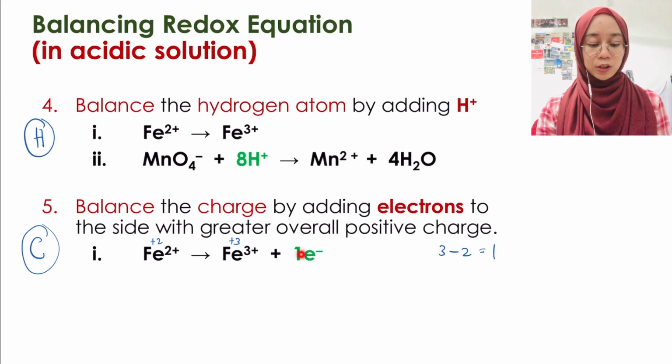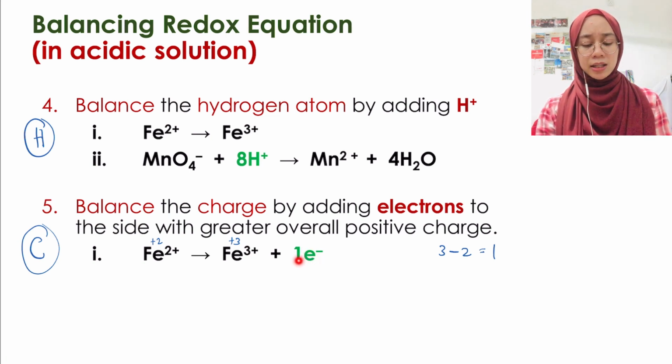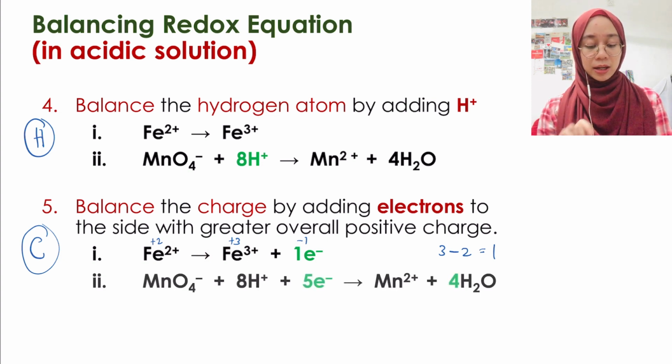Okay, so 1 elektron kat sini. Jadi betulkah dah balance ni? Betul dah balance, because 1 elektron charge dia adalah negatif 1. Okay, so if you total up sebelah kanan ni plus 3 minus 1, so total charge dekat sebelah kanan ni adalah plus 2. So both side plus 2. Balance lah charge dia.